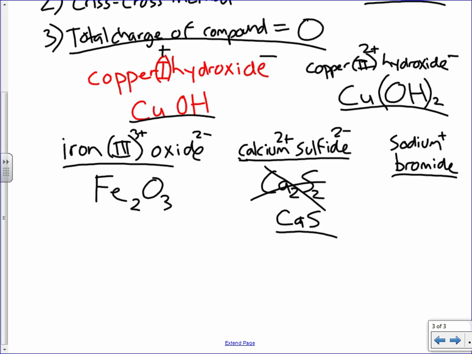And sodium bromide. There you go. Pretty simple. Okay, and there are plenty more examples on your test review, your study guide review sheet. So if you're still struggling, I would try those.